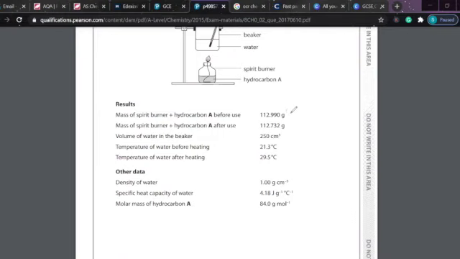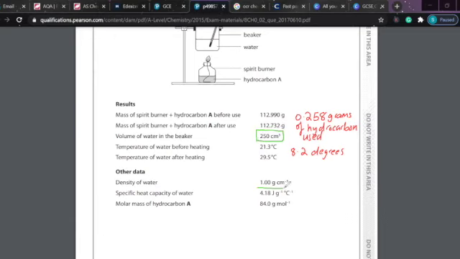The first thing we have to do, we're looking at how much hydrocarbon was used, because we use the hydrocarbon to burn, and the flame of that heats up the water. So you take away those 2 numbers, the before and after, so we get 0.25 grams of hydrocarbon was used. I'm going to ignore the 250 centimeters cubed of water for now, and work out the temperature change. The temperature went up by 8.2 degrees. I just take away those numbers.